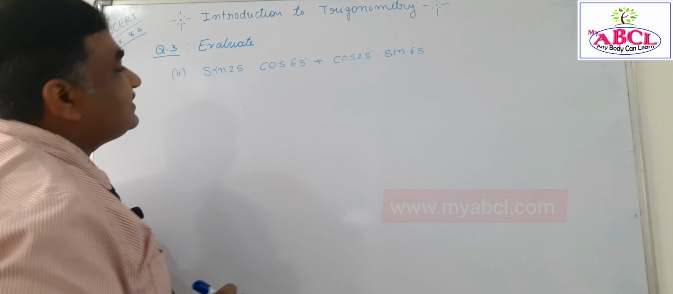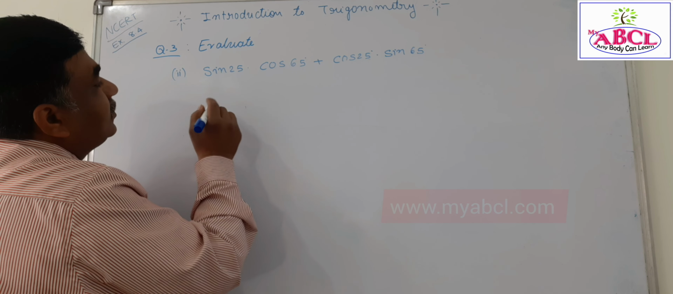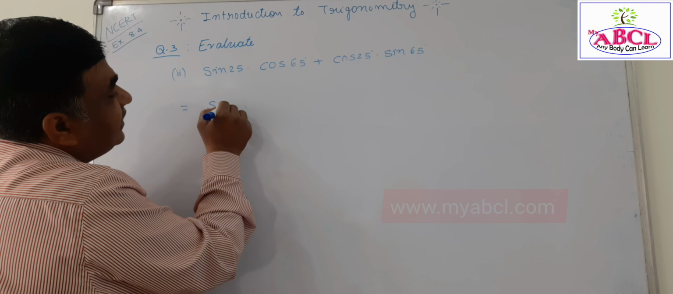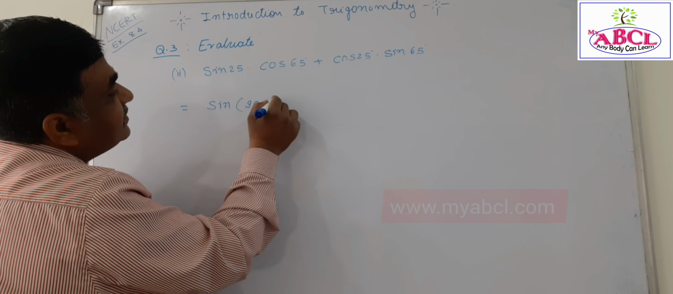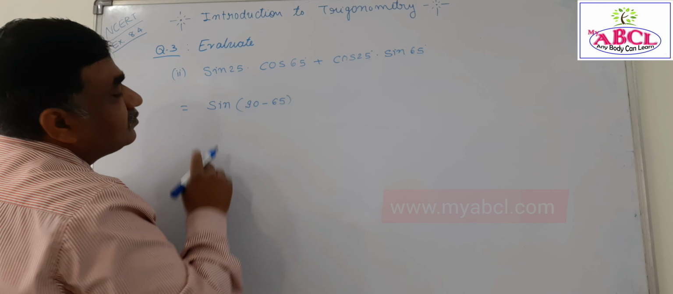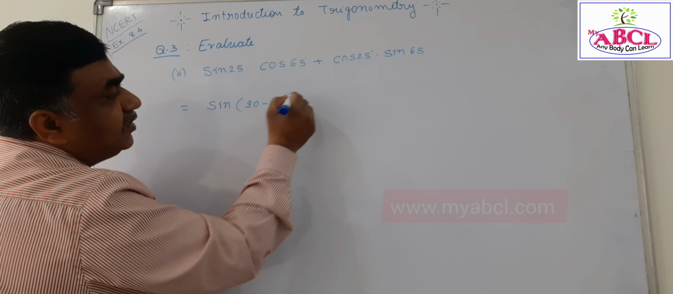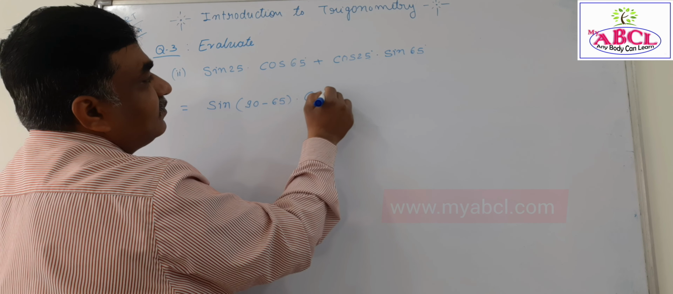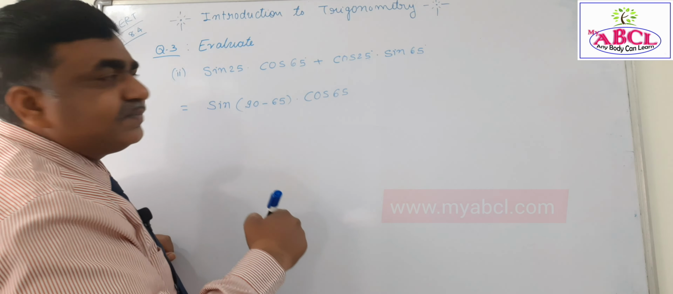Okay, so let's see. Here I am having sin 25, so I can write sin (90 minus 65). So it would be sin (90 minus 65) into cos 65. I am not going to change the cos 65. Why? We can understand that in our next step.